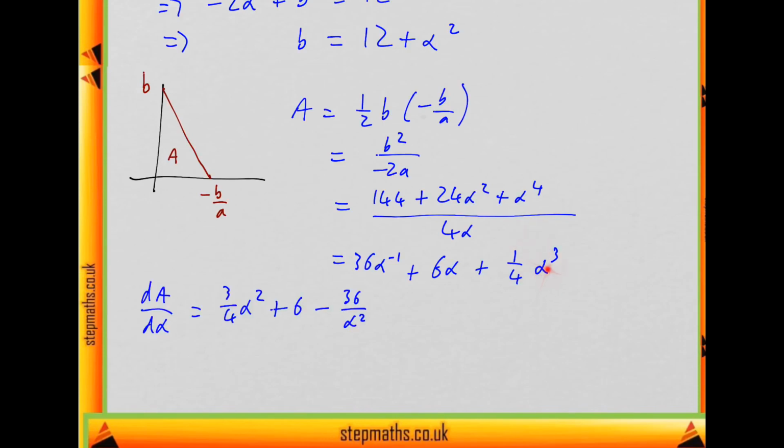So I'm differentiating from this end, so I'm putting the larger powers first. When we differentiate this, we bring down the 3, go to alpha squared, so 3 quarters alpha squared. This just goes to 6. This goes to minus 36 over alpha squared, because alpha to the minus 1 goes to minus alpha to the minus 2. So this is our derivative. So we need to set this equal to 0, see what alpha is, and then calculate A and B from that. So we'll do that on the next page.